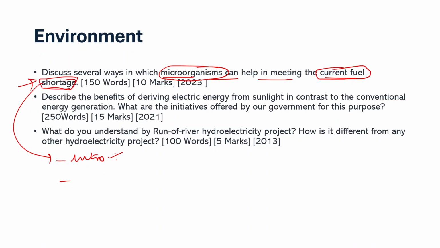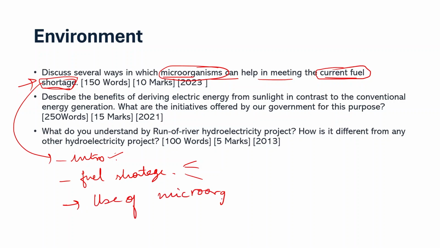So either in the introduction you can write about the fuel shortage, or you can write about it in the main body. You give a heading about fuel shortage and you write about what is happening. You write 2-3 points, right? Then you write about the use of microorganisms. This is the main part of your answer.